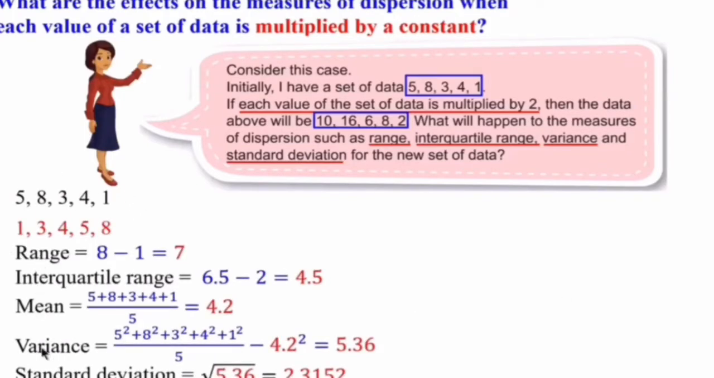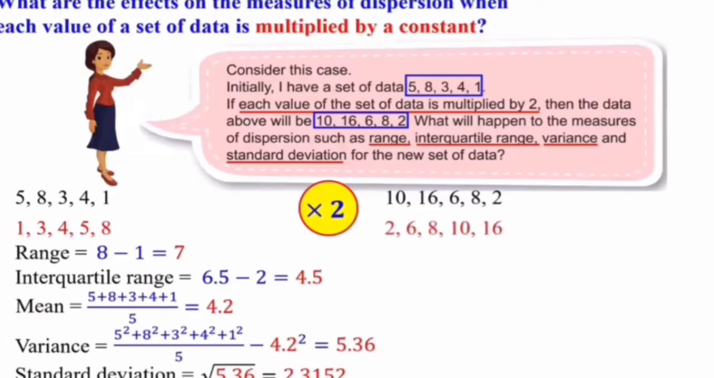Let's discuss. Starting, we arrange in order, find the range, find the interquartile range, find mean, variance, and standard deviation. Then we multiply by 2. The data now become 10, 16, 6, 8, 2. Arrange in order: 2, 6, 8, 10, 16.